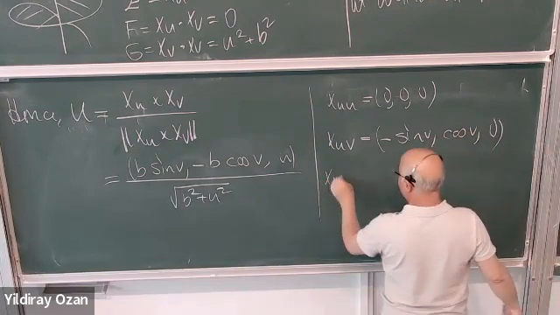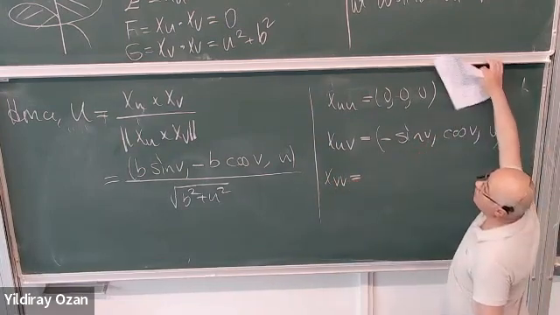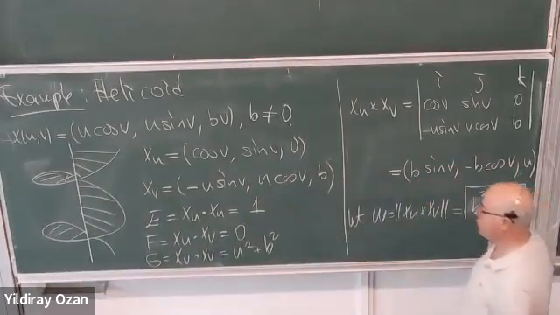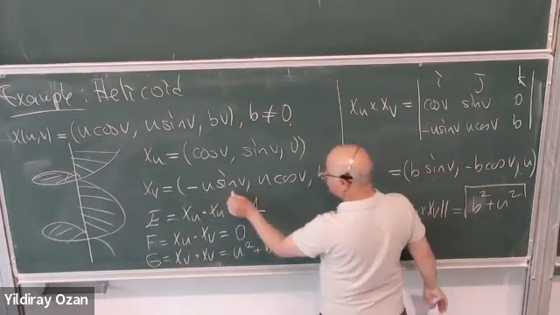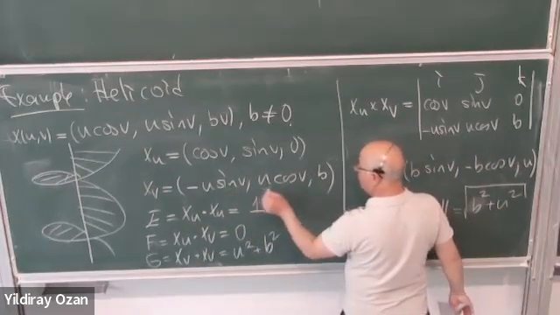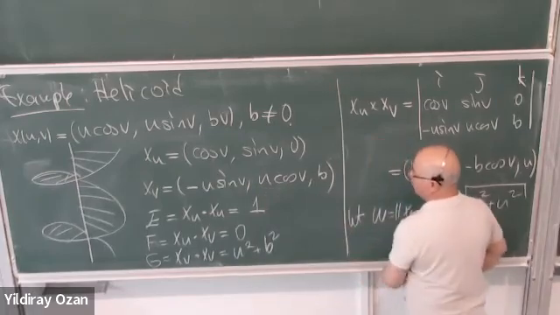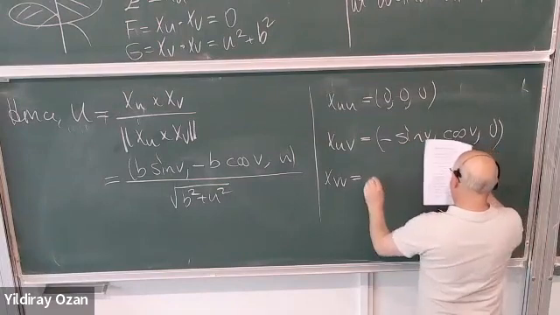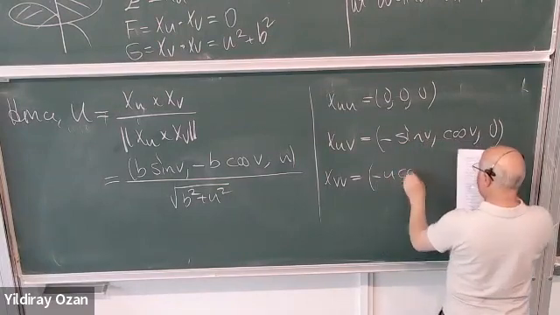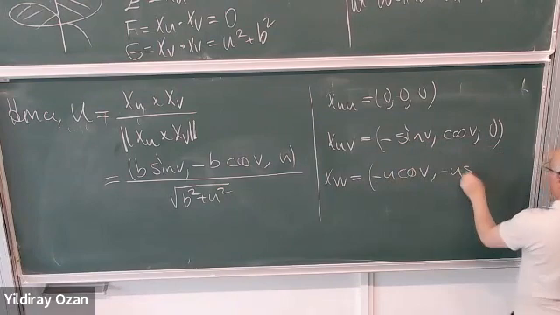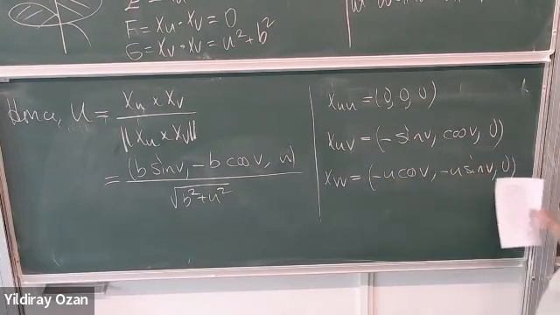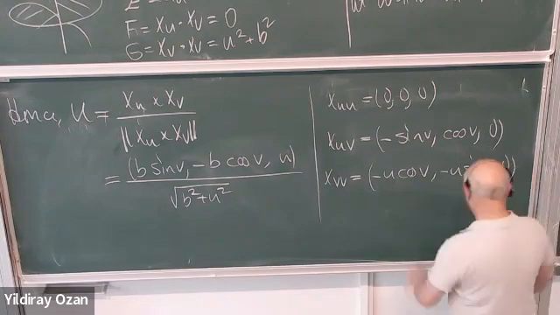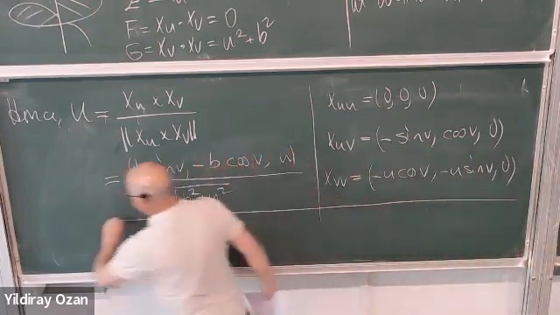And what about x sub VV? We take the derivative of this with respect to V. So it will be minus U times cosine, minus U times sine, and 0. So let me write: minus U times cosine, minus U times sine, and 0. So what about the other quantities?